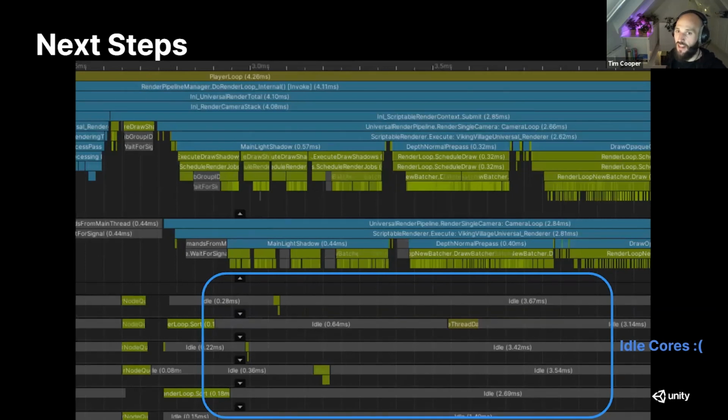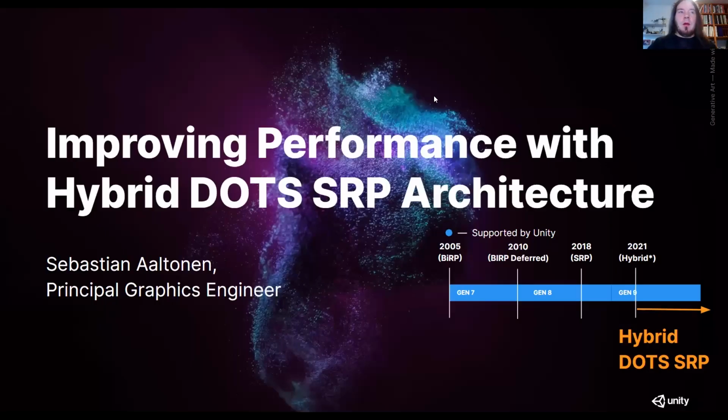Thank you. Hi, I'm Sebastian Aaltonen. I'm working as principal graphics engineer at Unity. Today, I'm going to be talking about our hybrid DOTS SRP rendering architecture, which is combining these two new pieces of technology, DOTS and SRPs, together. This new technology no longer supports the old built-in rendering pipeline.